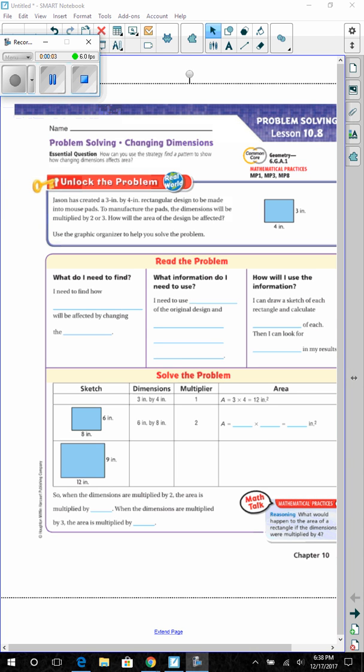Lesson 10.8, Problem Solving, Changing Dimensions. Essential question: How can you use the strategy to find a pattern to show how changing dimensions affects area?